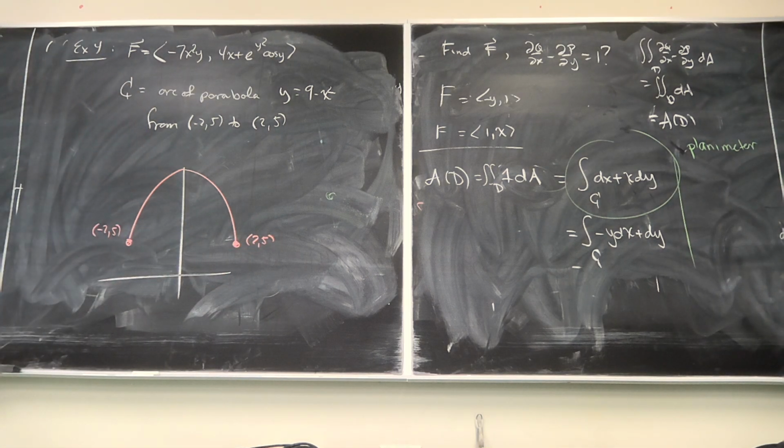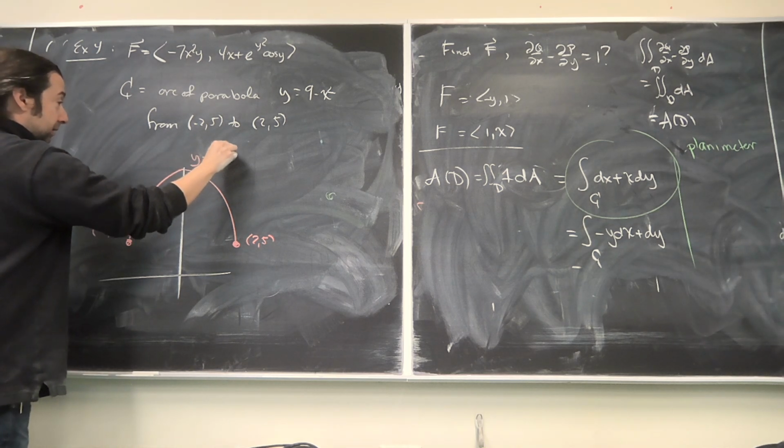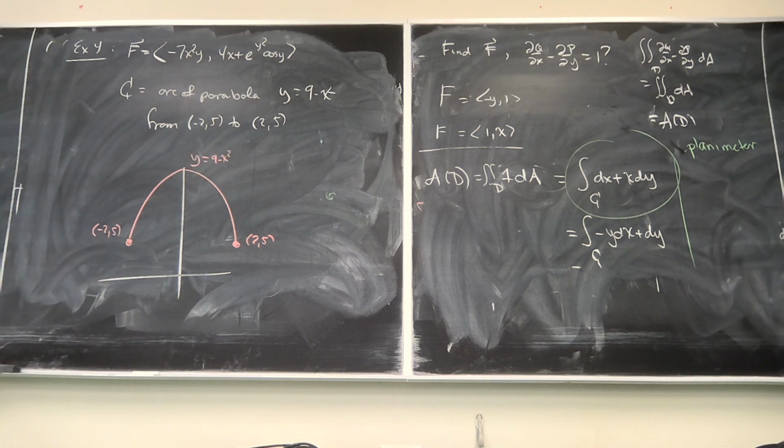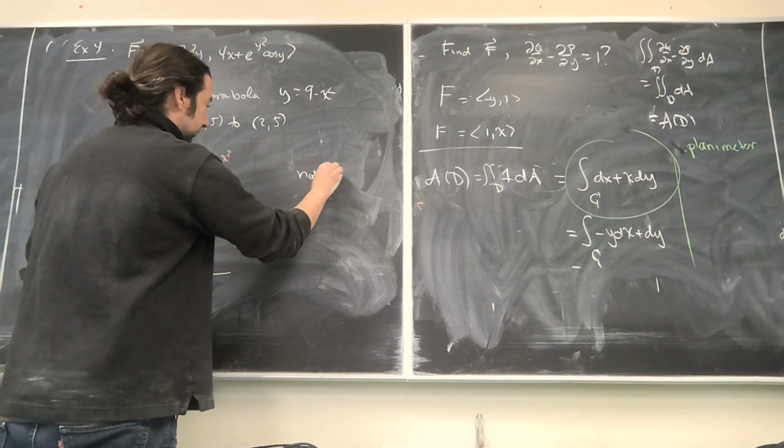I have some vector field that I've attached to this land, and I want to know the work done as a particle travels that curve dictated by y is equal to 9 minus x squared, subject to that vector field, that force field. But it's not closed. So I can't use Green's theorem. If only there was a way I could close it. So it's not closed, so we make it closed.